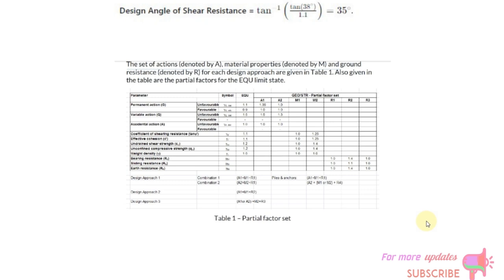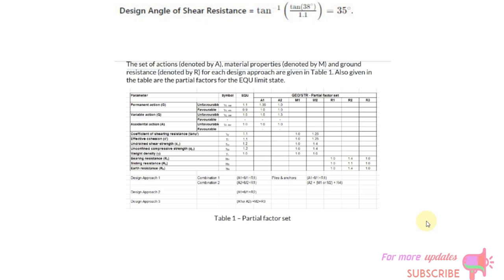This choice of 3 approaches reflects the Europe-wide adoption of the standard and offers designers in different nations an approach most relevant to their needs. Design Approach 1 is the most likely method to be adopted in the UK. As mentioned earlier, the choice of partial factors to be used is dependent on the design approach being followed for the GEO and STR limit states.